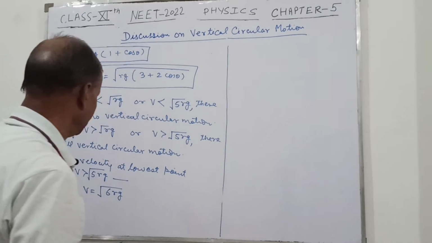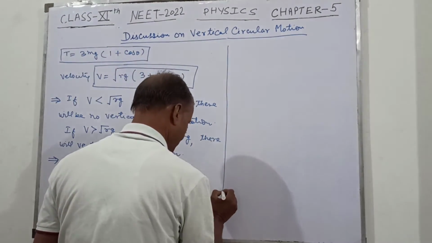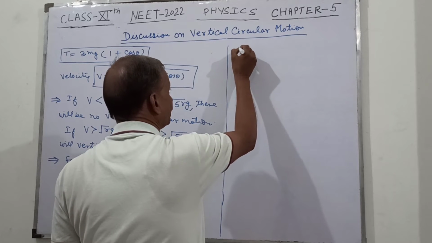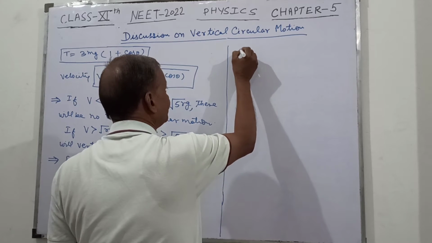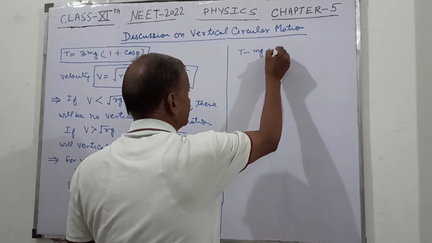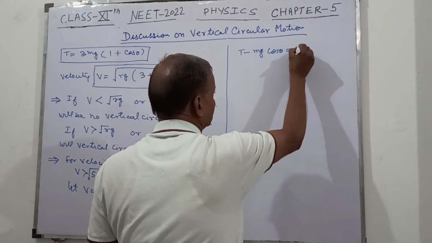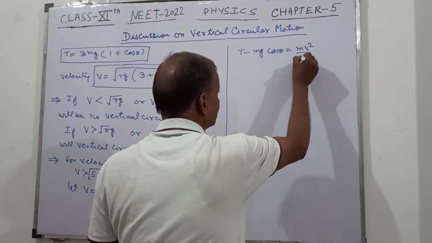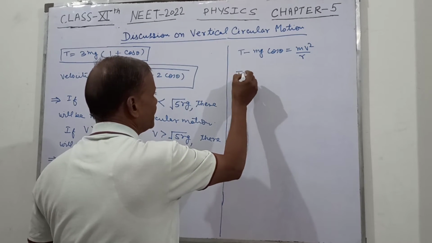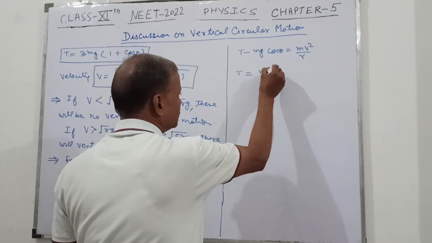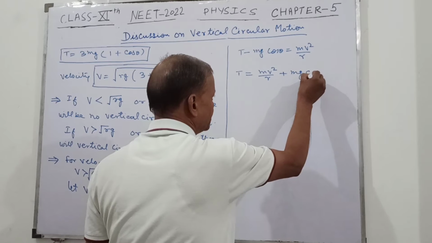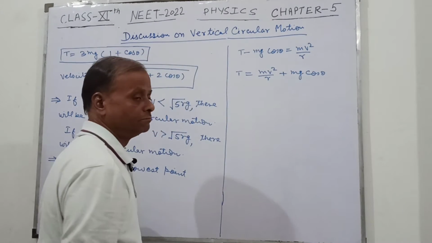If you just calculate it, the tension T minus mg cos theta is equal to mv square upon r. So what will be here? This T equals mv square upon r plus mg cos theta. We take this as equation number 1.